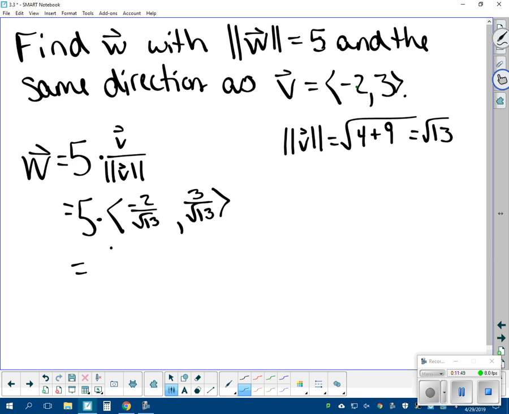Multiply it by 5, negative 10 over, remember how to multiply fractions, Harley. The 5 is really 5 over 1, so only on the bottom you're multiplying by 1 over the square root of 13, which is just square root of 13. 5 times 3 is 15 over the square root of 13. And that is your answer.